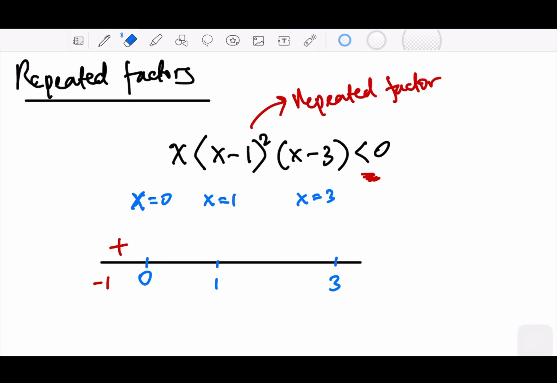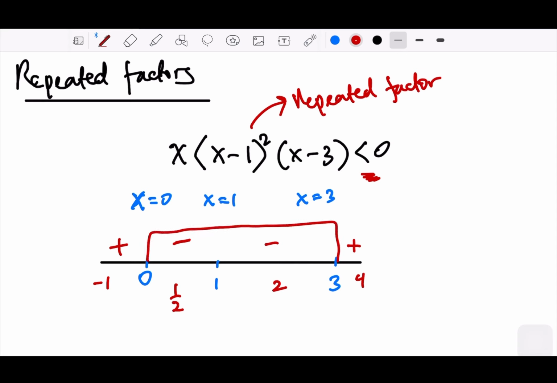Then check another one, half, in between 0 and 1. This is positive, positive, negative, so it's negative. Then check again between 1 and 3, maybe 2. It's positive, positive, and negative, negative, positive, so it's negative. And check maybe 4 here just to make sure. 4 is all positive. So this is supposed to be negative.